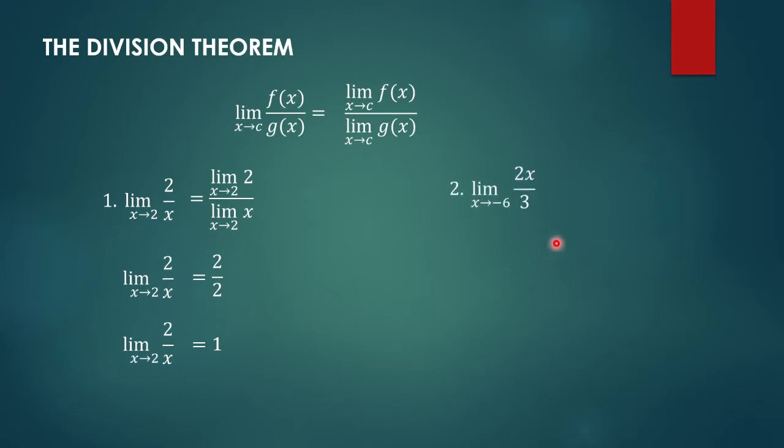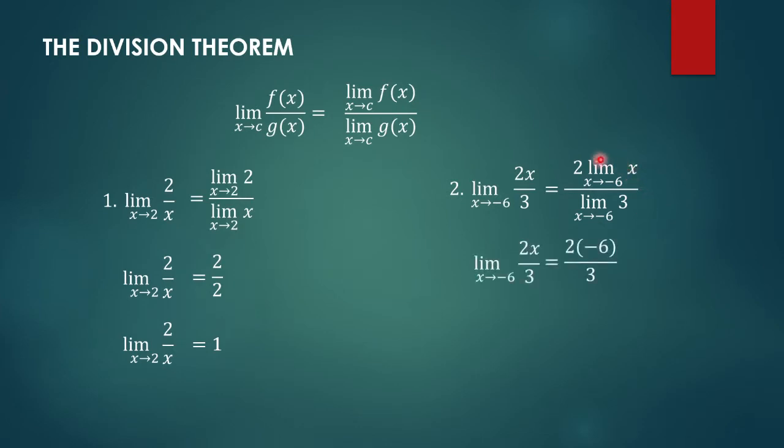Another example, the limit of 2x over 3 as x approaches negative 6. So this can be written as 2 times the limit of x as x approaches negative 6 over the limit of 3 as x approaches negative 6. To evaluate, the limit of x as x approaches negative 6 is negative 6. The limit of 3, which is a constant, is 3. Simplifying, 2 times negative 6 is negative 12 over 3 is negative 4.